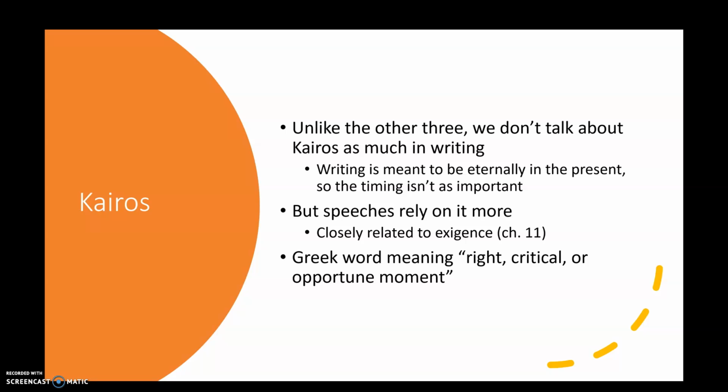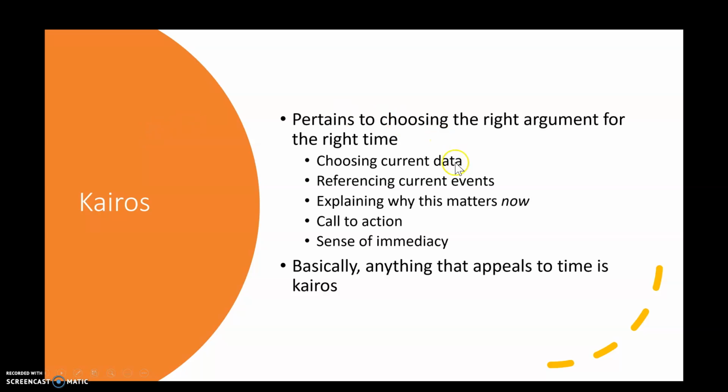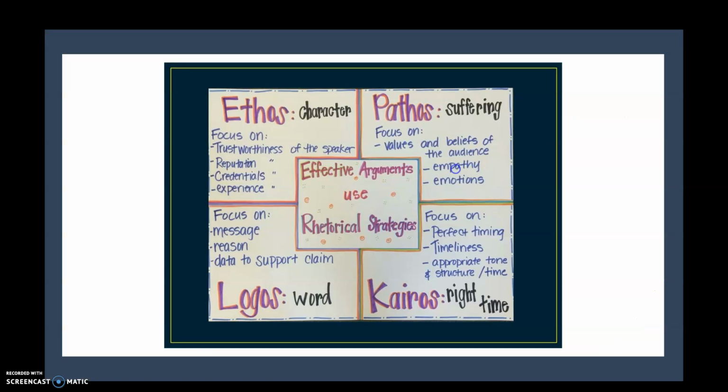Kairos is the Greek word meaning right, critical, or opportune moment. It pertains to choosing the right argument for the right time for the right people. So things like choosing current data, referencing current events, explaining why this matters now, calls to action, sense of immediacy, basically anything that appeals to time is kairos.